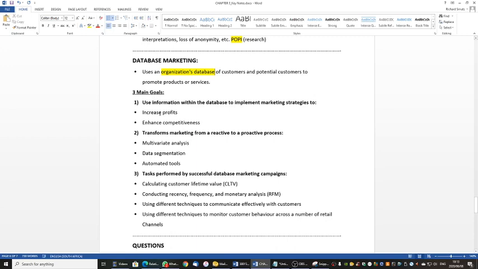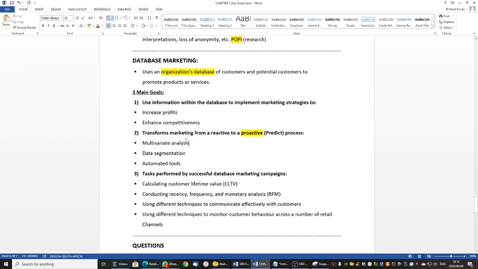Main goals, you guys can read. Increase profits, enhance competitive advantage, and transform marketing from reacting to the market to being proactive. Proactive is acting before the fact and not after the fact. So proactive, let's say predict. You don't have to wait for something to happen. You can predict what's going to happen and you can react. They have something called multivariate analysis, data segmentation, automated tools. Just be aware that these terms exist.